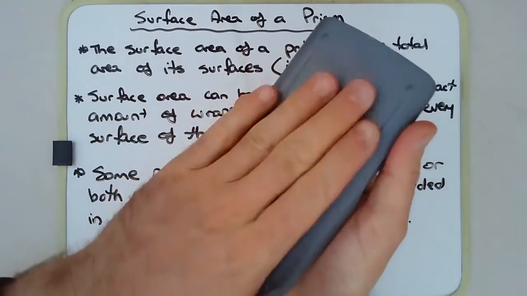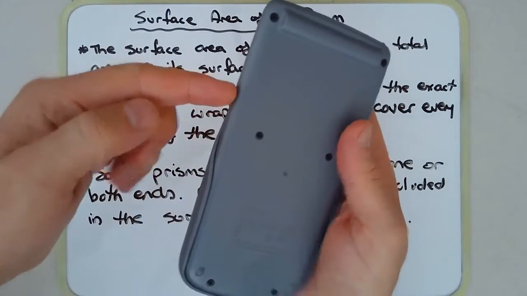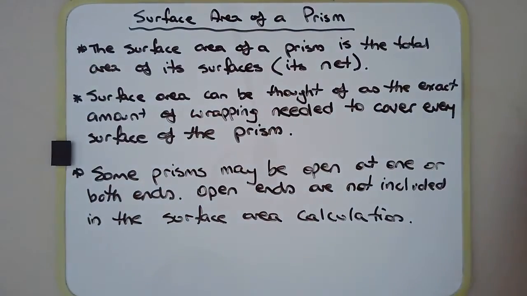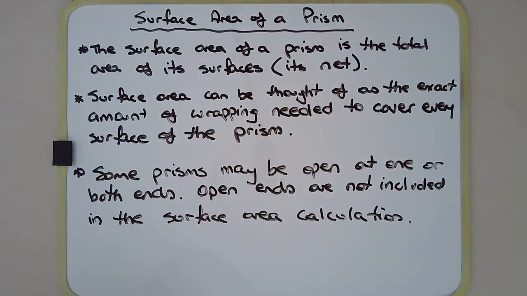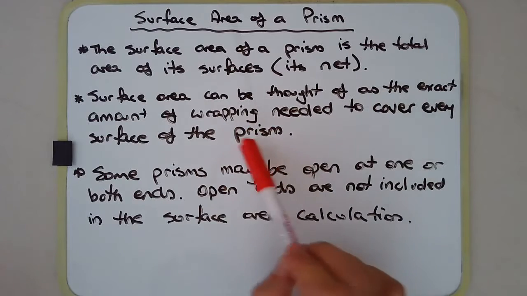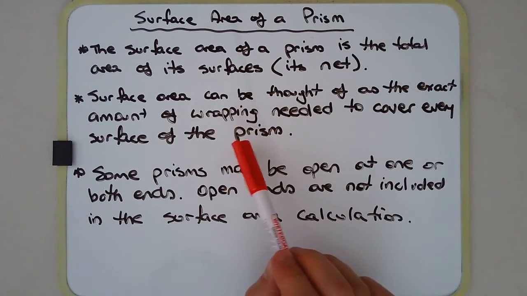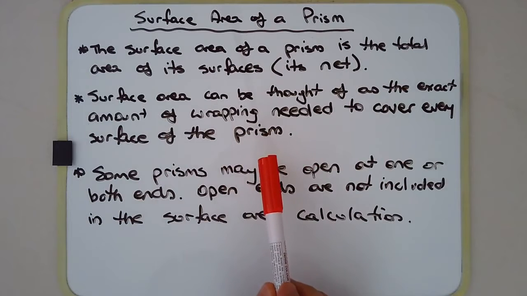The surface area is only the outer surfaces, the exposed surfaces. We don't care about what's inside. So another way to think of it is the area of its net. Surface area can be thought of as the exact amount of wrapping. Think of wrapping a Christmas present, for example. Think of the exact amount of wrapping needed to cover every surface of the prism. No more, no less. That would also be the surface area.